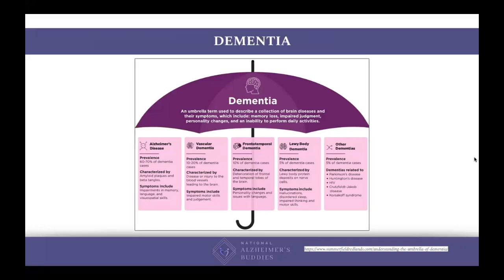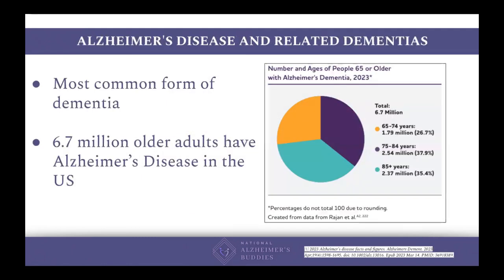For an overview, dementia is an umbrella term that encapsulates Alzheimer's disease, among others. Dementia describes this collection of brain diseases and their symptoms, including memory loss, impaired judgment, personality changes, and an inability to perform daily activities. Alzheimer's disease is the most prevalent form of dementia, accounting for approximately 60 to 70% of dementia cases. In the United States, 6.7 million older adults have known Alzheimer's disease cases, particularly afflicting adults in their mid-60s or later.